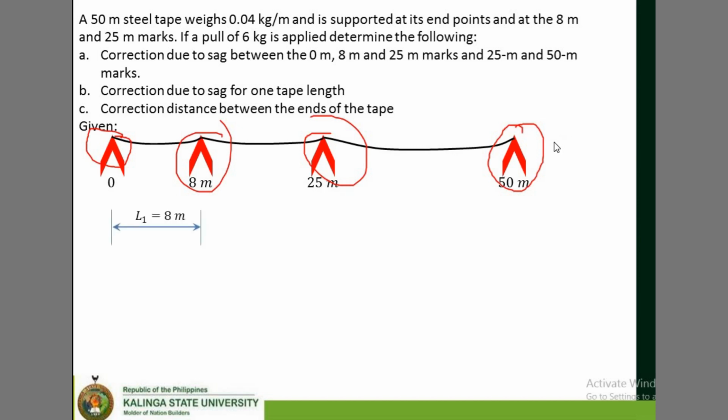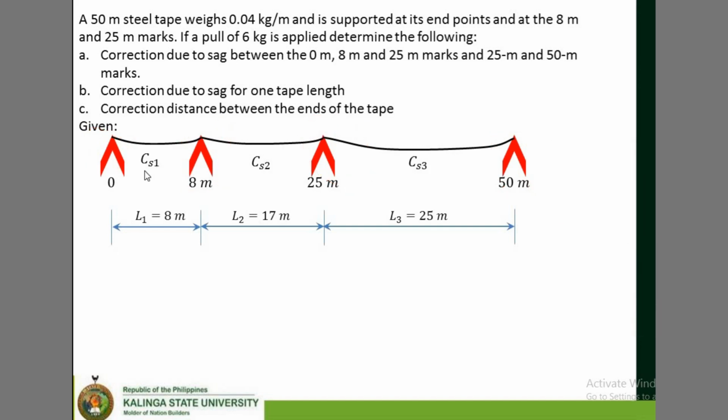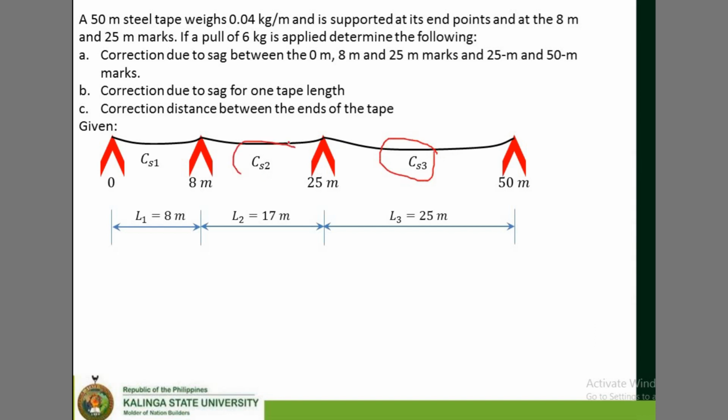Between 0 to 8, the length is 8 meters. 8 to 25, the length is 17. And 25 to 50, the length is 25. So, what is asked in letter A is the correction due to sag between 0 to 8, between 8 to 25, and between 25 to 50. As you can see in the diagram, there are 3 unknown corrections due to sag. These three are what we are looking for. We are only on letter A.